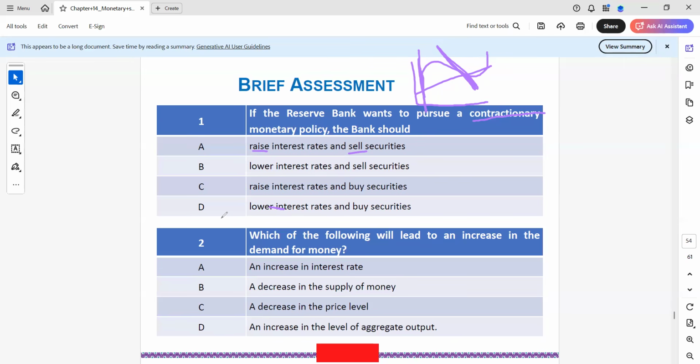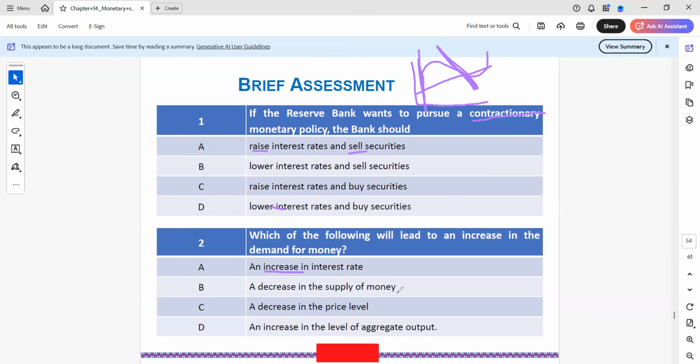Okay, number two, which of the following will lead to an increase in the demand for money? Remember, we said the demand for money is the quantity of money that people are willing and able to hold. And that is dependent on the interest rate, right? So they're saying increase the interest rate. If the interest rate increases, would you want to hold more money? I don't think so. The demand for money will decrease because you would want to save that money so that you can get more interest on your investment, right? So this is not the correct answer.